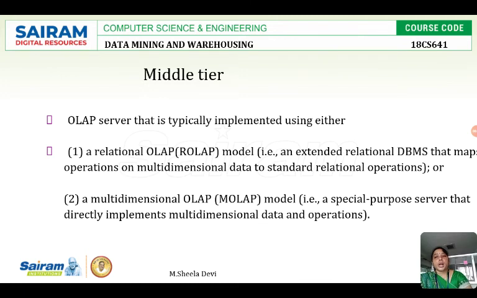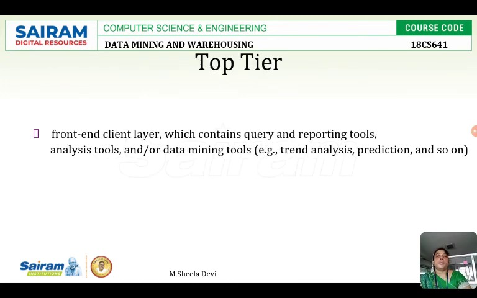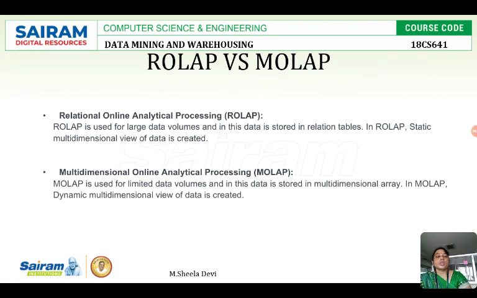So if you take relational OLAP, it is used only for a large volume of data, and here the data is in the form of tables. The data is stored in the form of relational tables, and since it is stored in the form of relational tables, the data will be static and we can view the data in multiple dimensions.